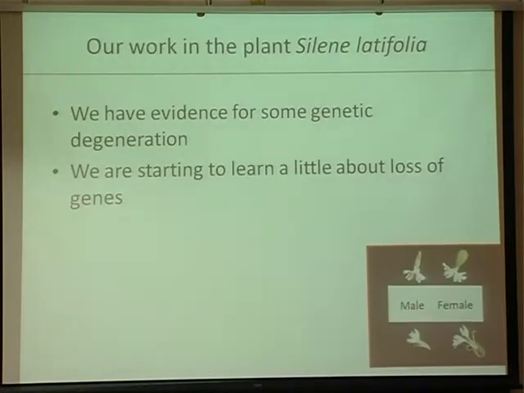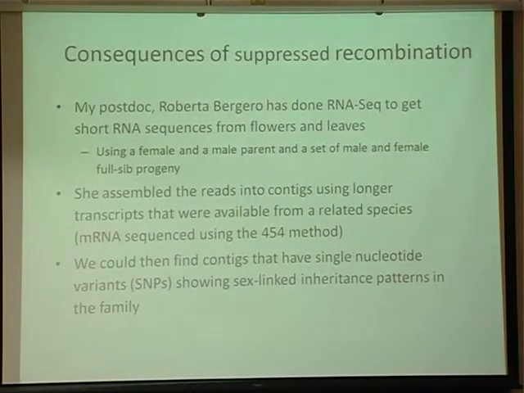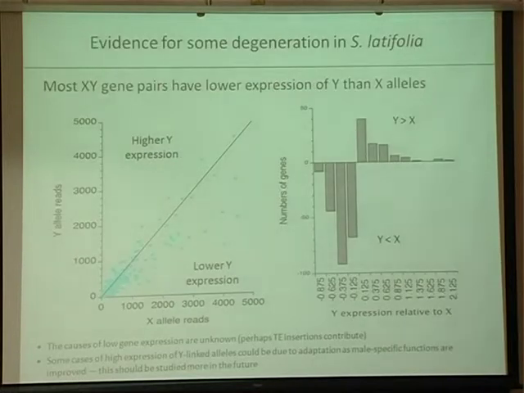So we've done a bit of work, and I'll have a few minutes to talk about it, in Silene latifolia, this plant I've mentioned. This was done by the postdoc I mentioned, Roberta. She could get RNA sequences and use those in families, parents and offspring, to see whether there are any sequence variants that show sex-linked patterns of inheritance. And she was able to find sex-linked patterns of inheritance, SNPs, as you've heard about before, that identify a piece of sequence as a sex-linked gene. That's cutting a very long story short.